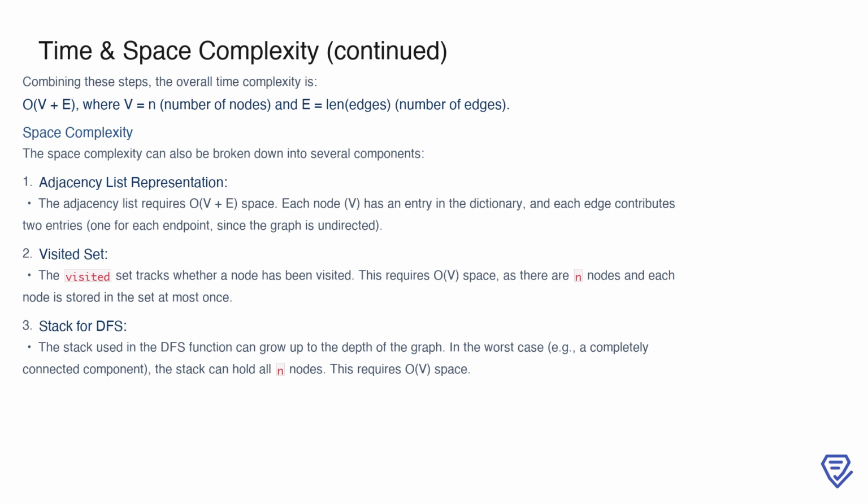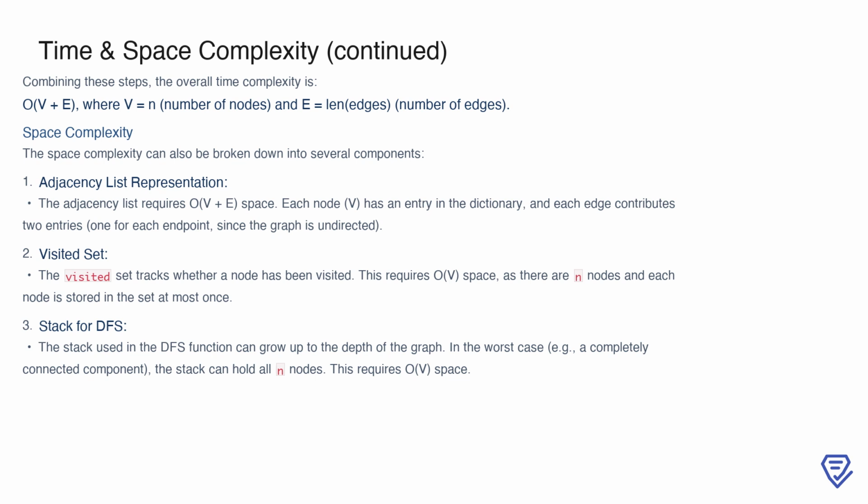Now, let's examine the space complexity. The adjacency list, which is used to represent the graph, requires O(V plus E) space. Each node contributes an entry in the dictionary, and each edge contributes 2 entries because the graph is undirected. Additionally, we use a visited set to track which nodes have been visited. Since there are V nodes, this set takes O(V) space.